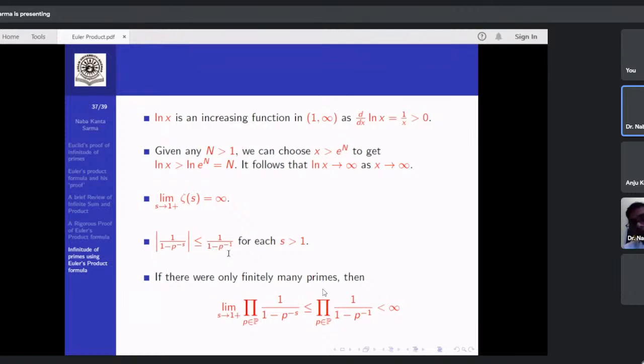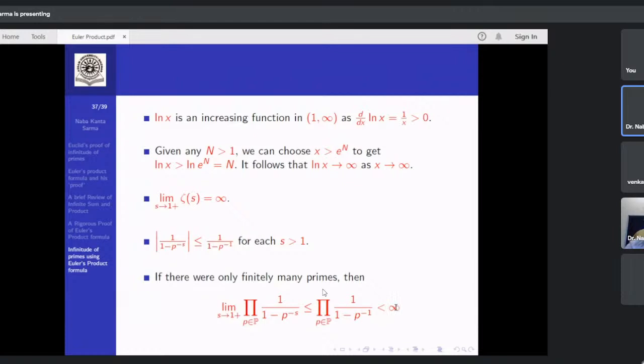Now, suppose my aim is to prove that the number of primes is infinite. Now, if the number of primes is only finite, then the infinite product will become a finite product. Then if I take the limit, this limit can be taken inside because it is a finite product only. And then this will be less than this quantity. And since none of these are 0, only finitely many quantities are there, so this will also be finite.